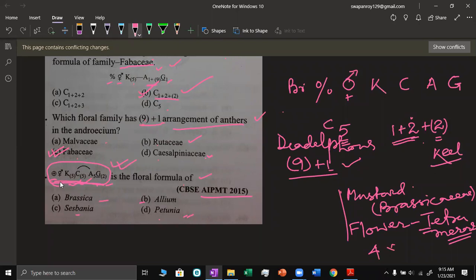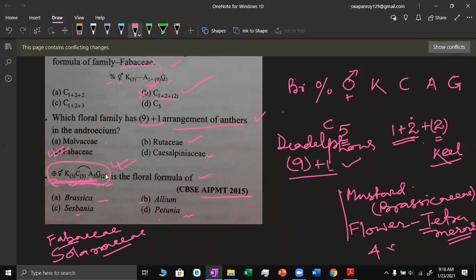So here it is calyx, sepals 5, petals 5, androecium 5 stamens. So this one is not tetramerous, this is pentamerous. Pentamerous is not Cruciferae. Pentamerous you have in the syllabus: Fabaceae is pentamerous and Solanaceae is pentamerous. These two are pentamerous.